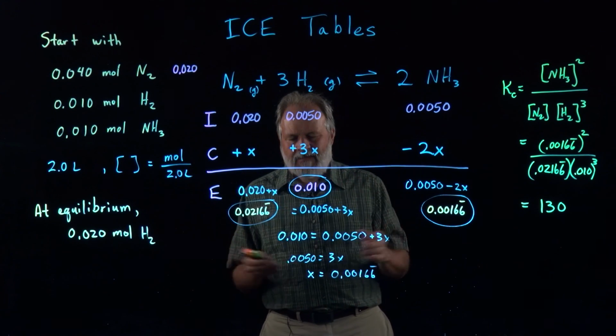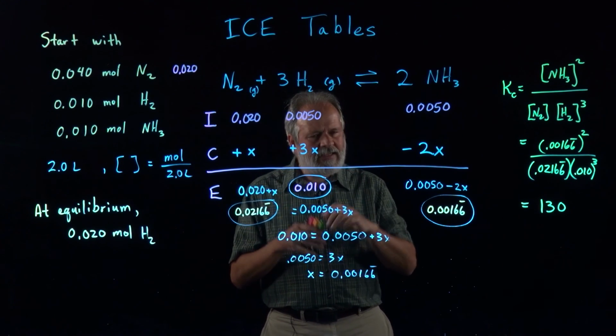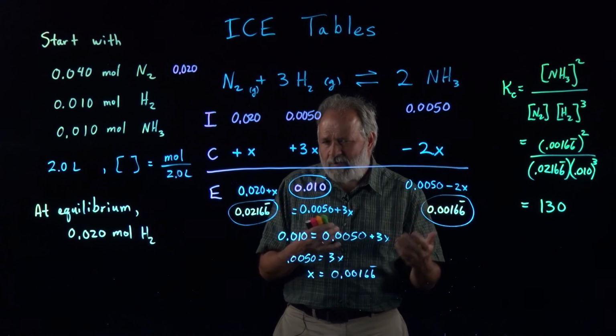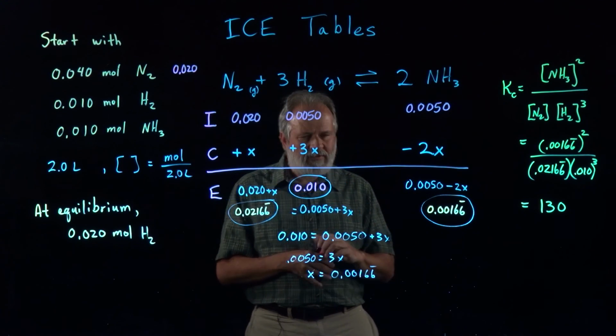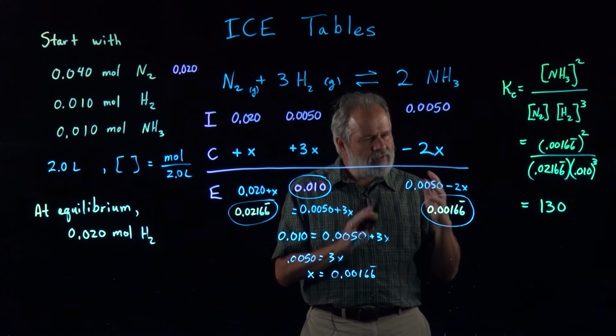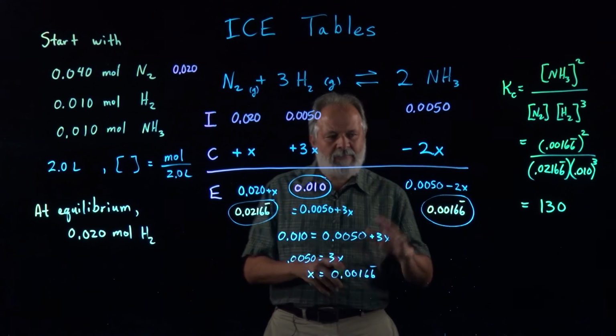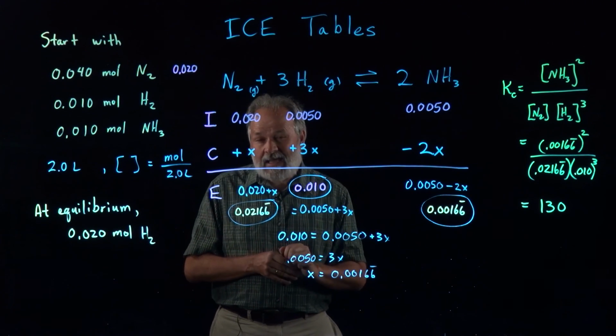All right, so that's what you have to be careful with in the language and the understanding of what we mean by product favored. All that means is that we have a K greater than 1. It does not mean that we actually have more product.